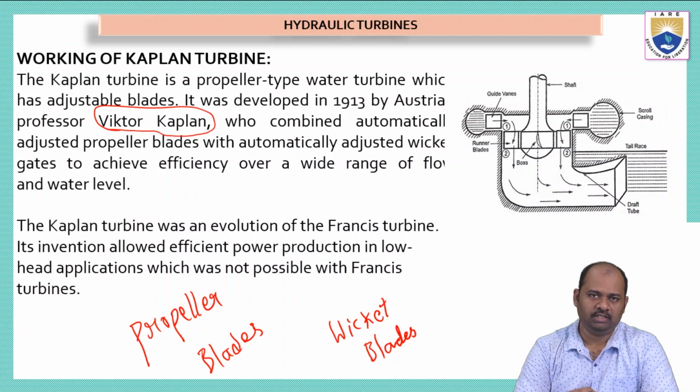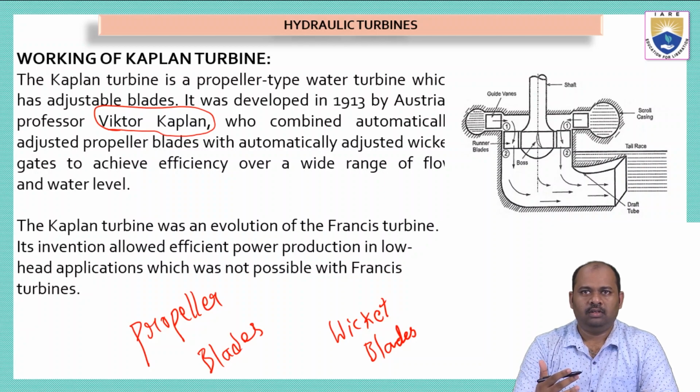Now, in the Francis turbine, we have seen that the wicket blades can be adjusted from outside. An operator can adjust the orientation of the wicket blades in a Francis turbine. In this turbine, along with the wicket blades, we can also adjust propeller blades. This can be done automatically depending on the flow or discharge of water. These automatically adjustable things were first introduced by Professor Victor Kaplan. That is why this turbine is named after him.